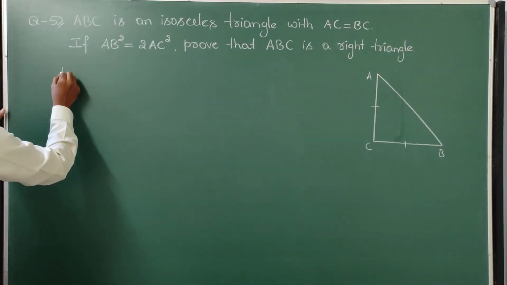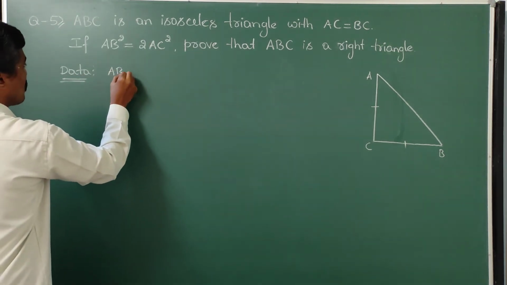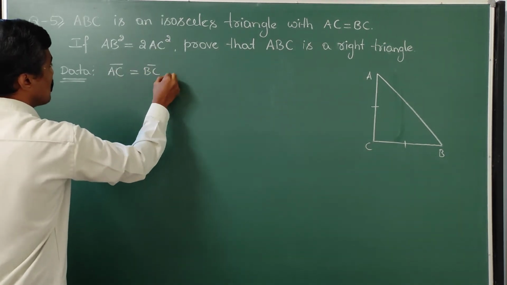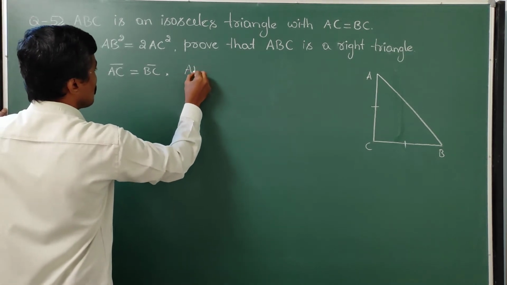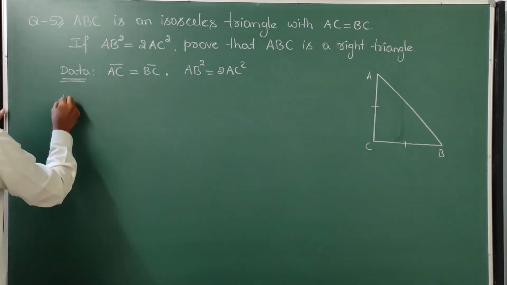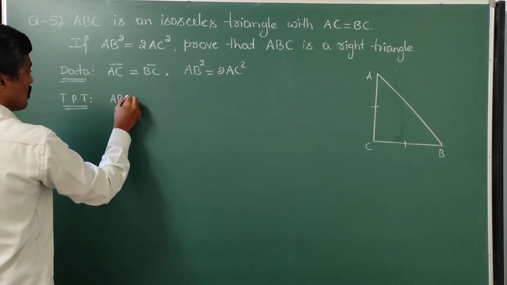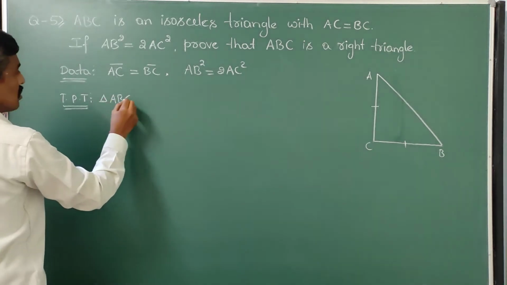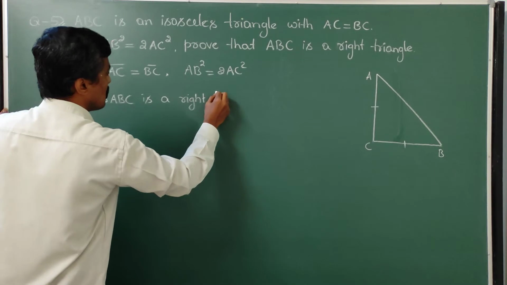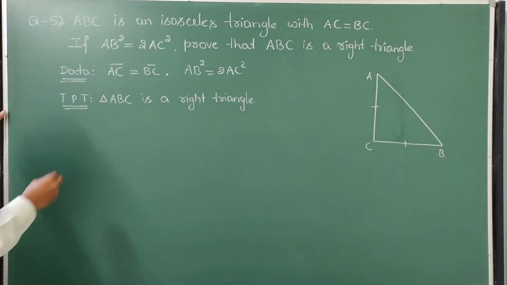We'll start with the data given, or you can write data. AC is equal to BC. That is the first data. Second one is AB square is equal to 2AC square. Then we have to prove that triangle ABC is a right triangle. That is, one of the angles is equal to 90 degrees. Proof.